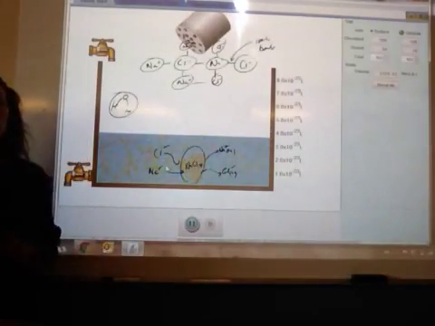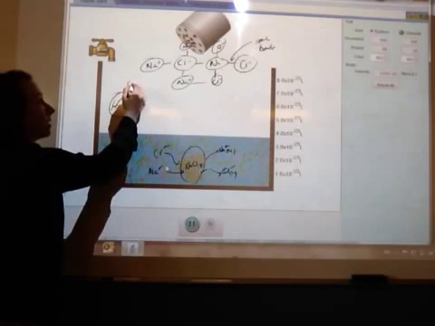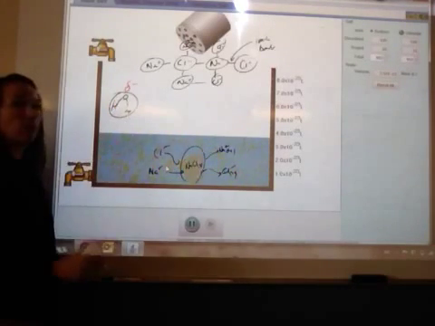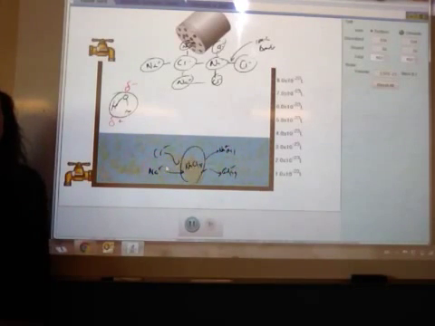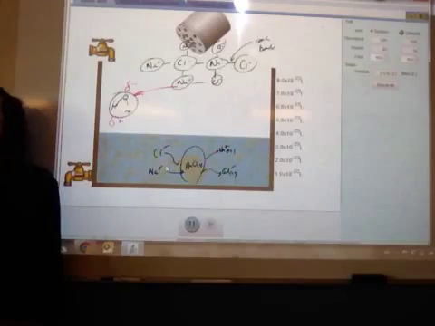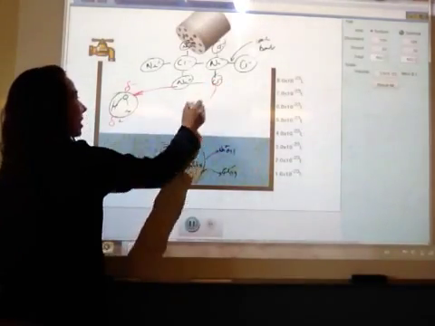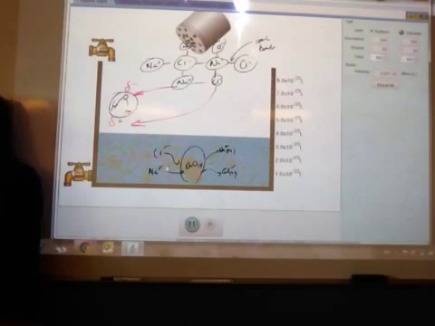Polar. It is polar. And the top end, the top of what I've drawn, the oxygen end, is relatively negative, and the bottom end is relatively positive. And so what's attracted at the top end? What's positive? Sodium. My sodium ions are going to be more attracted to that end than they are to the chlorides. And the chlorides are going to be attracted to the other end. So why is water such a good solvent? Because it's polar. And the ions are attracted to it.